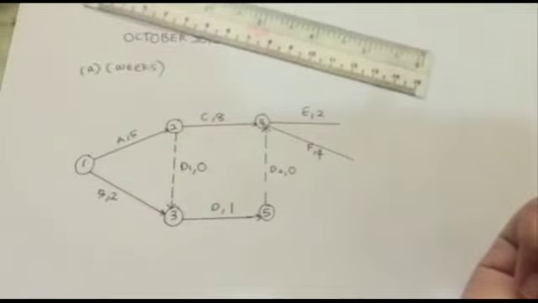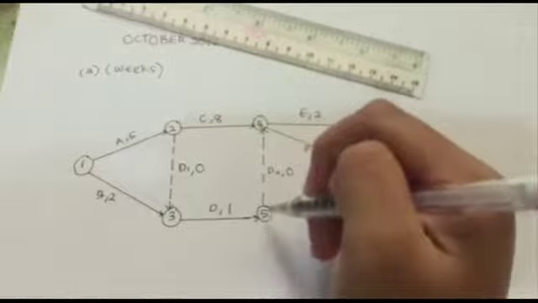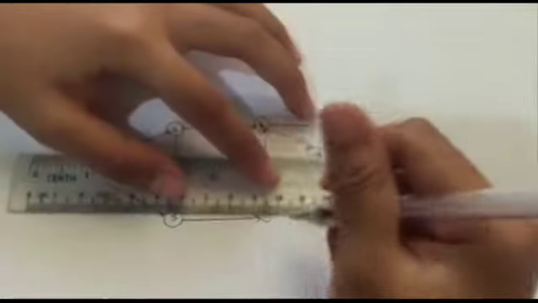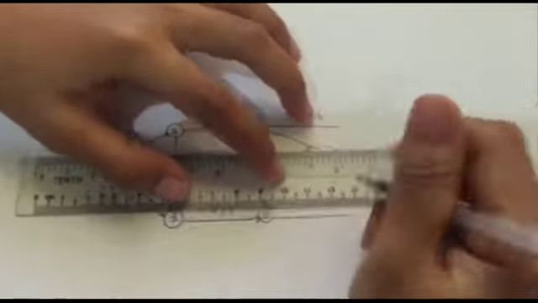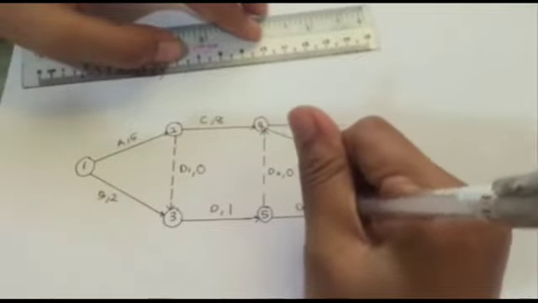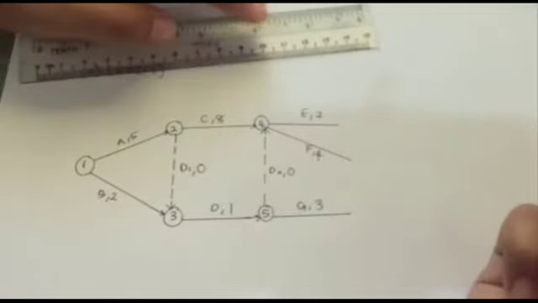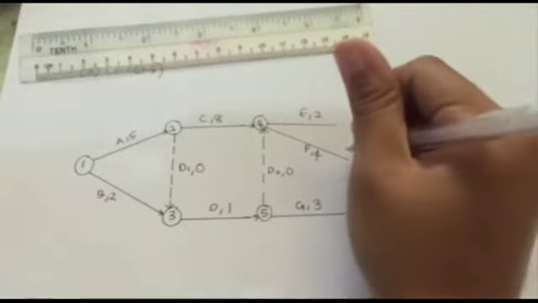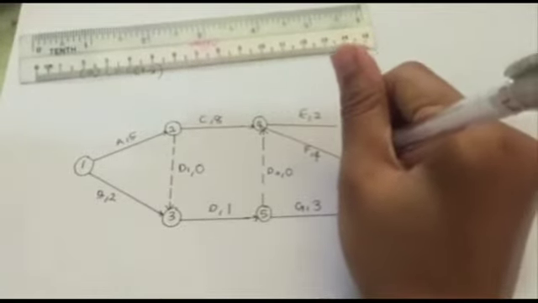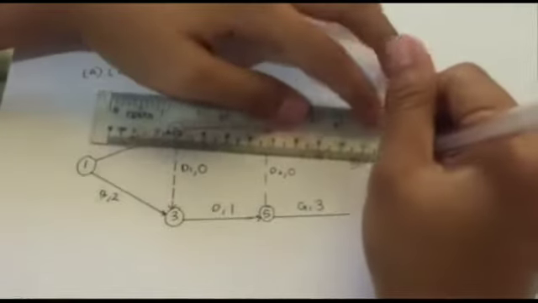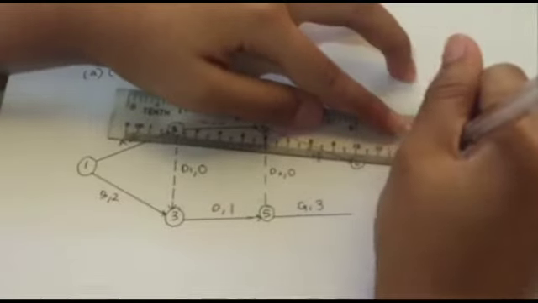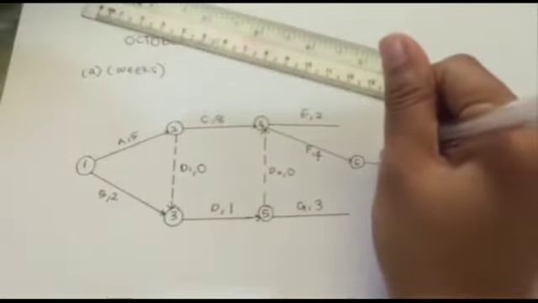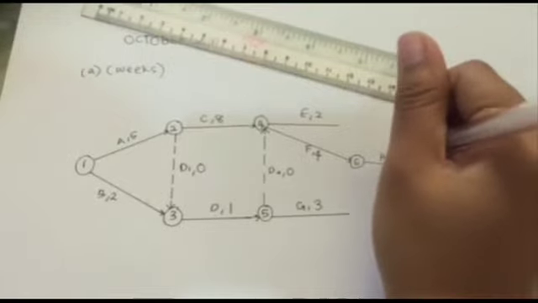And next for activity G, the preceding activity is D. So G comes out from D. You just have to draw the arrow and put down G with the duration 3. Next, H comes out from F. So bring out an arrow. H, the duration is 2.